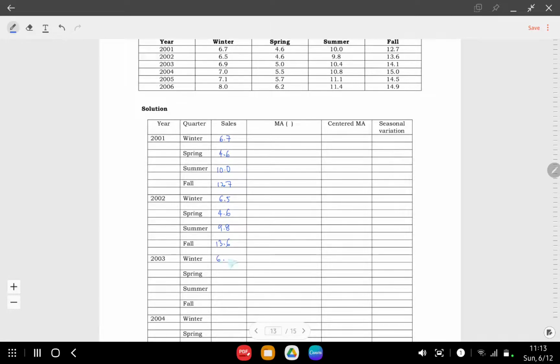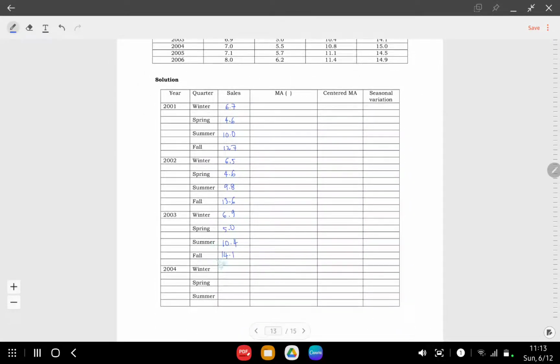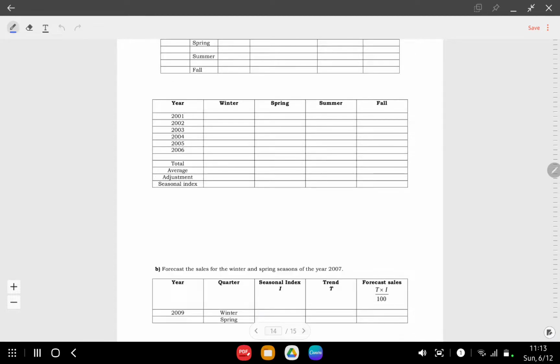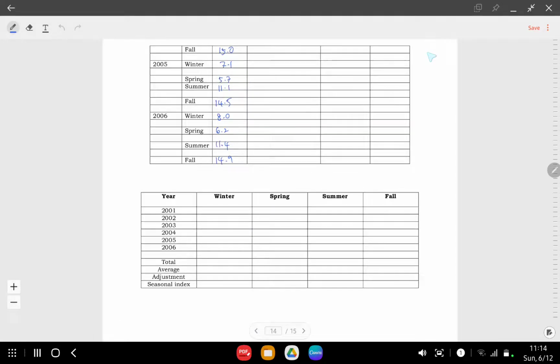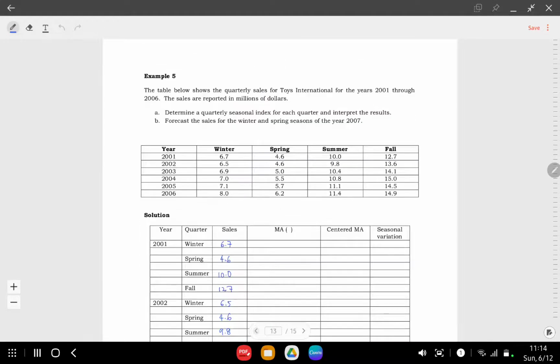2003, winter, spring, summer, fall. And then for 2004, winter is 7.0, 5.5, 10.8, and fall is 15.0. So these are the data that I had transferred in this new table.